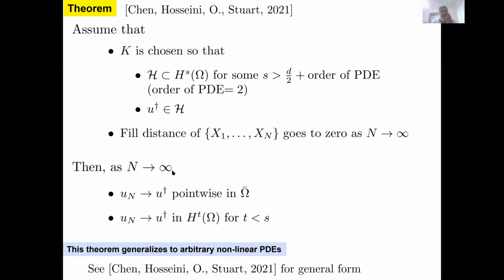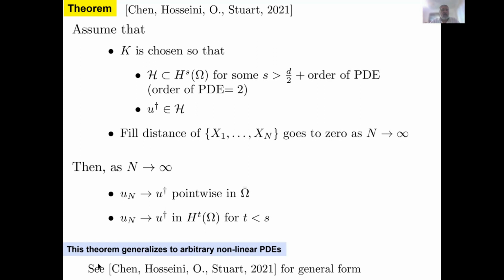Then as n goes to infinity, the approximation un identified by our method converges to the solution of the PDE, where the convergence holds pointwise and in the Sobolev space HT for all t smaller than s. So this theorem is essentially saying that the proposed method is guaranteed to converge as the collocation points become dense in the domain if the kernel K is adapted, in the sense that the solution belongs to the RKHS space defined by the kernel K, and that space has enough regularity to be embedded in the Sobolev space containing functions with continuous second order derivatives for that particular PDE.